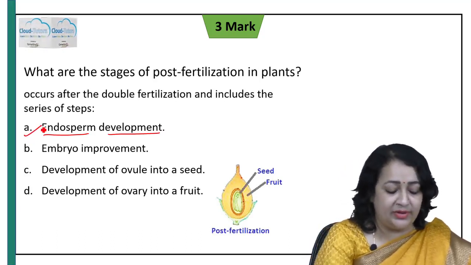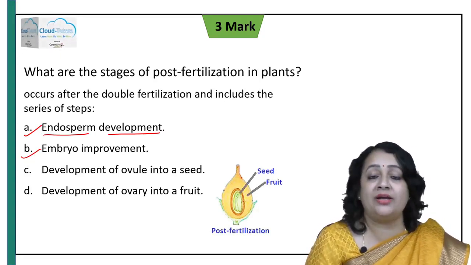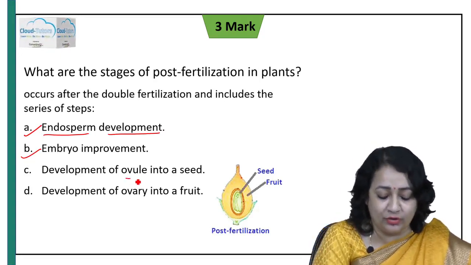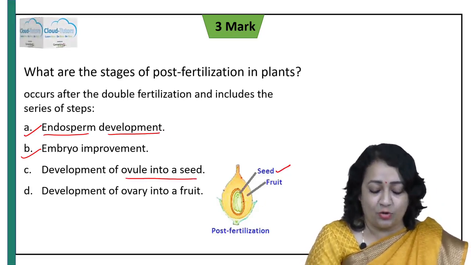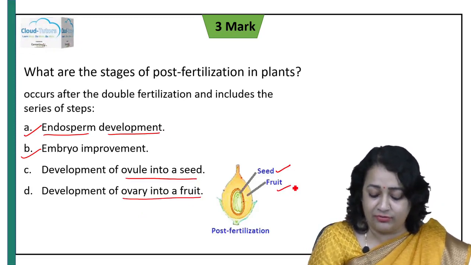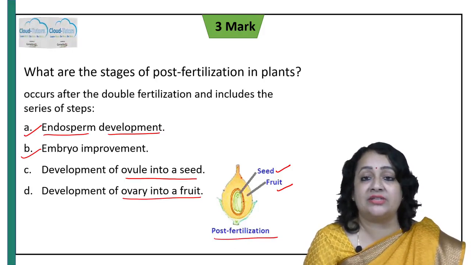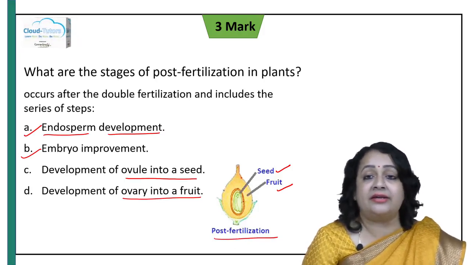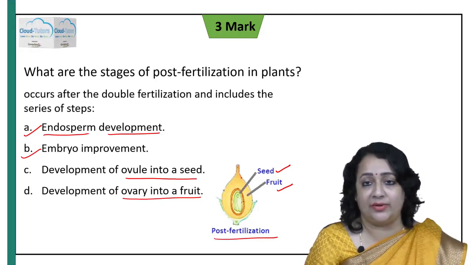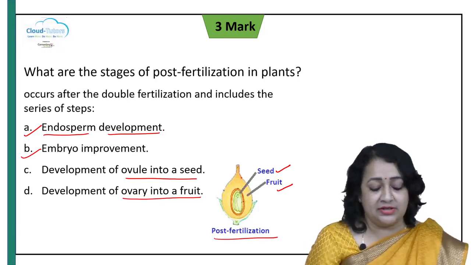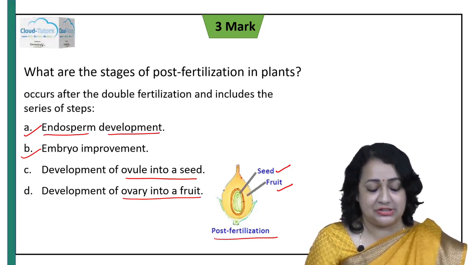So endosperm development will happen, embryo development will happen, then there will be the development of ovule into seed. The ovules are going to develop into the seed, and the ovary is going to develop into a fruit. All this happens in post-fertilization. Development of seed, development of fruit, then the development of endosperm, and the embryo also will start developing. So these are the different steps which are happening after fertilization.